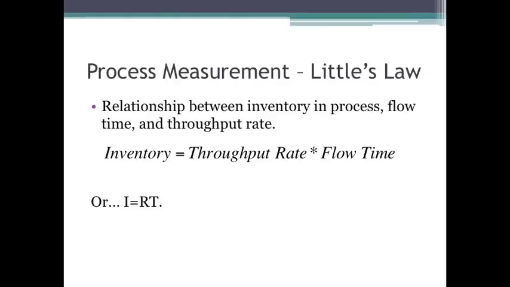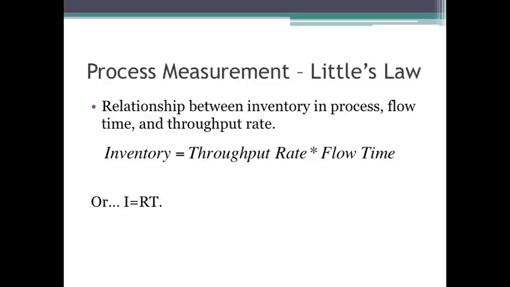Now, the reason why these three come up is because they're mathematically related. There is a mathematical relationship, a law, between inventory, flow time, and throughput rate. It is simply Little's law. Inventory equals throughput rate times flow time. Or, to put it in much shorter format, I equals RT. Little's law always holds. Now, you have to be careful as to the numbers you use, but Little's law always holds.